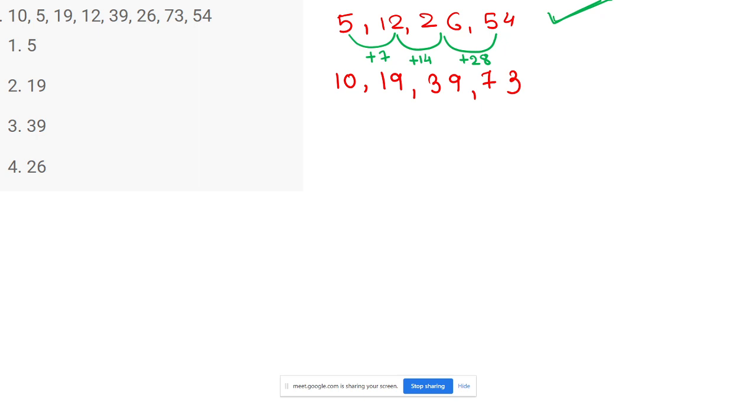This 5, 12, 26 and 54 is coming in the pattern of 7, 14 and 28. How this 7, 14 and 28? The numbers are doubling, starting from 7, then 14, then 28. Yes, so 5 is fitting onto this sequence, right? So 5 is not the wrong term because it is satisfying one pattern for us. Okay, let's think about something else. I think some students are thinking about 73, but why 73? What is the pattern that you identified?